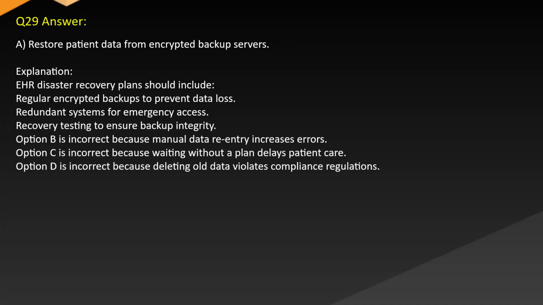Explanation: AIR disaster recovery plans should include regular encrypted backups to prevent data loss, redundant systems for emergency access, and recovery testing to ensure backup integrity. Option B is incorrect because manual data re-entry increases errors. Option C is incorrect because waiting without a plan delays patient care. Option D is incorrect because deleting old data violates compliance regulations.